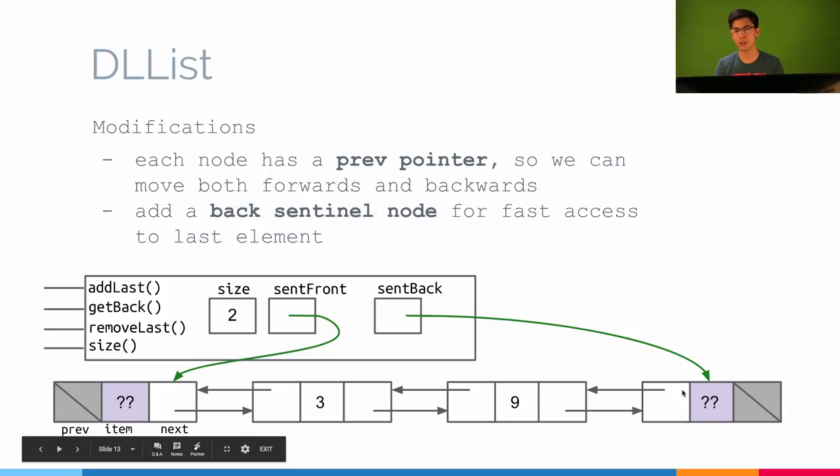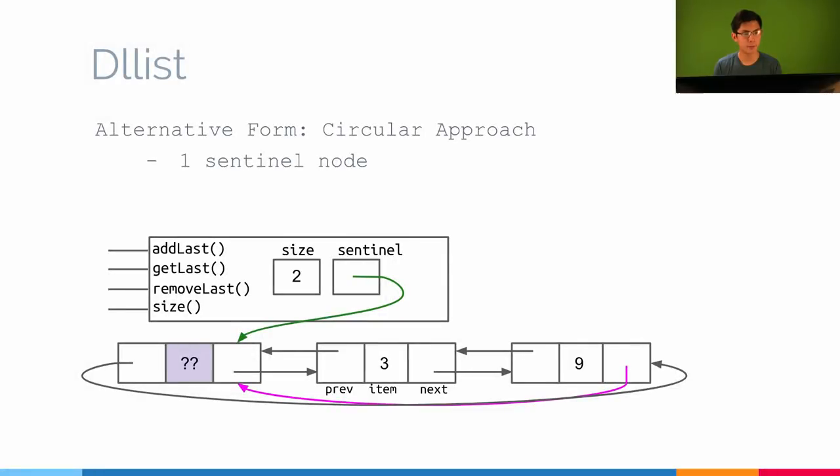And because now we have a .prev, if we want to find an item that's closer to the end, we can just use sent back, this back sentinel node, in order to get to where we want to go. There's also a different implementation for a doubly linked list. What you're seeing here is the implementation in which you have 2 sentinel nodes. But there's also a circular approach.